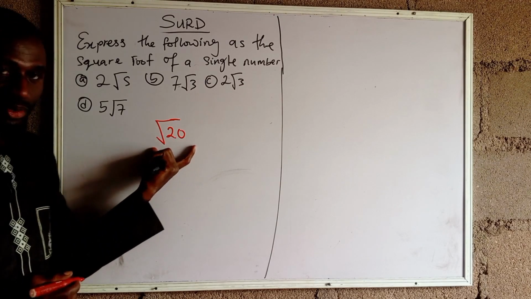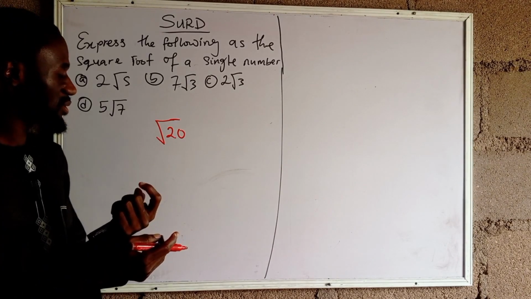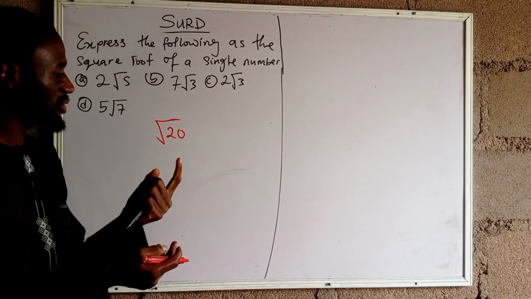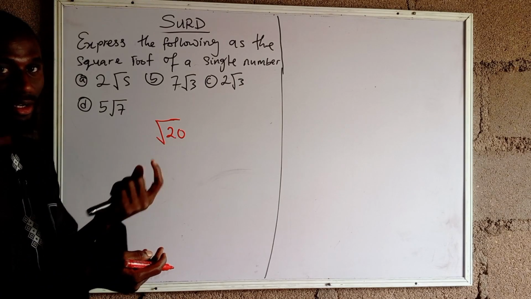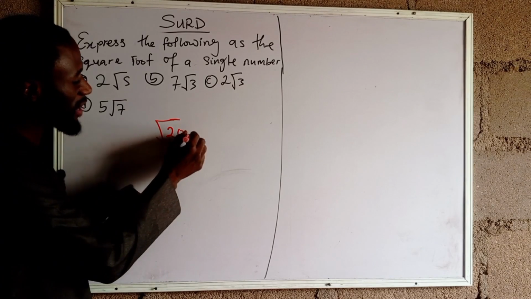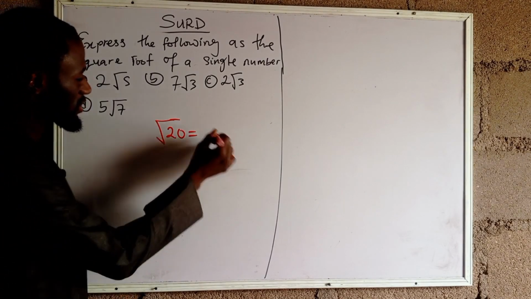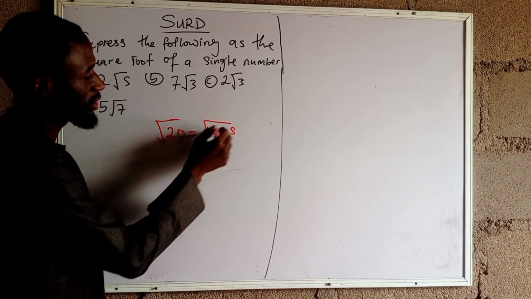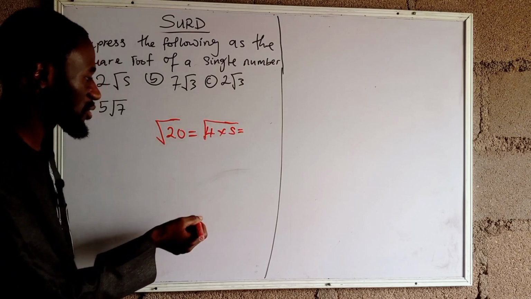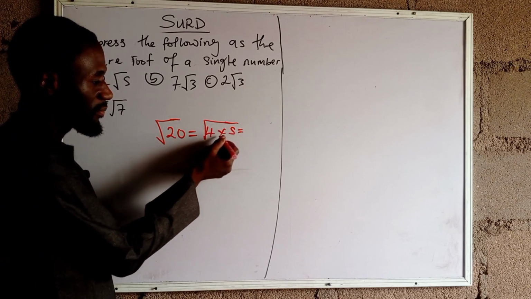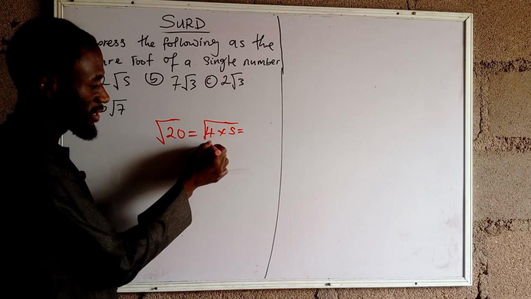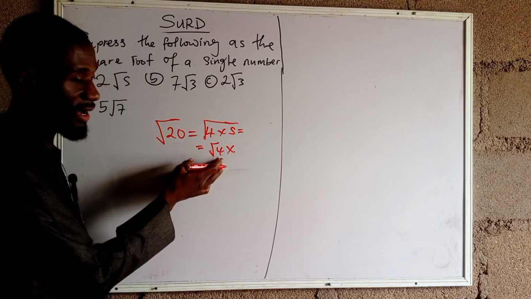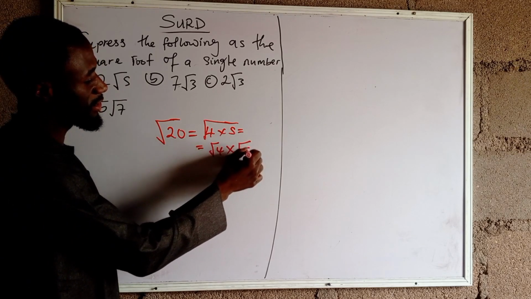To solve a surd like this, you need two numbers. You think of two numbers which, if you multiply, you get 20, and there is a condition: one of the numbers must be a perfect square. That is, we have the square root of 4 times 5, which equals the square root of 4 multiplied by the square root of 5.